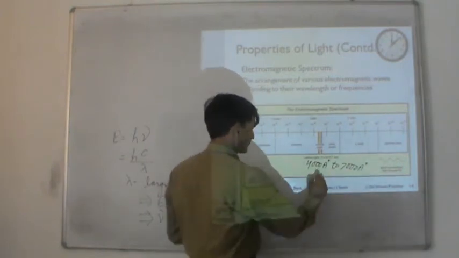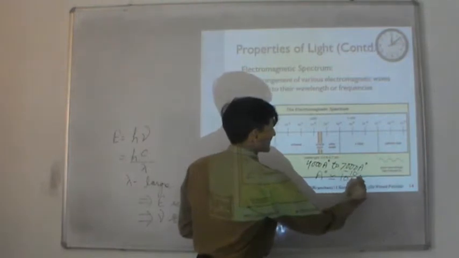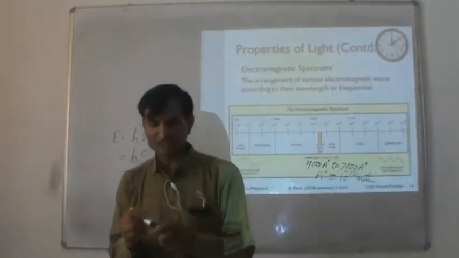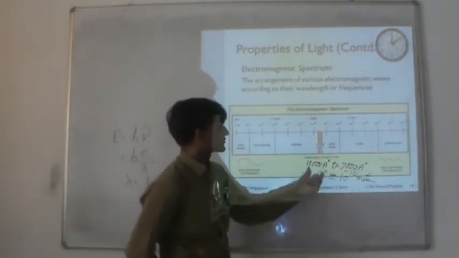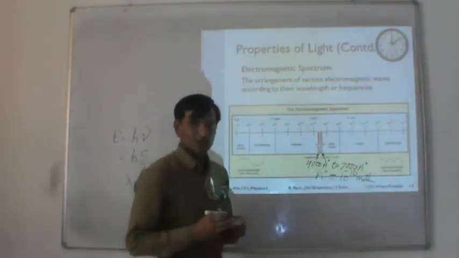Now, angstrom is basically 10 to the power minus 10 meters, so you can convert anyway. Wavelength is in general specified in terms of angstrom. So this is the small portion we are talking about, which is the visible portion.